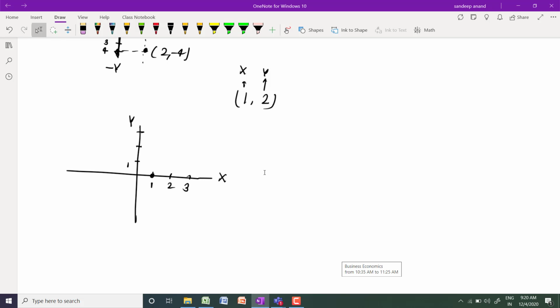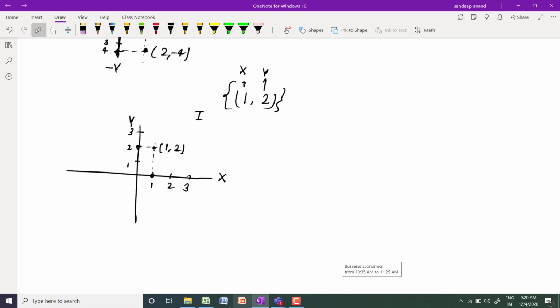If you want to locate this coordinate, it must fall in the first quadrant. So where does this point lie? This is the intersection point of 1 and 2. So here x equals 1, y equals 2. How many of you agree with this? Yes or no? Tell me.